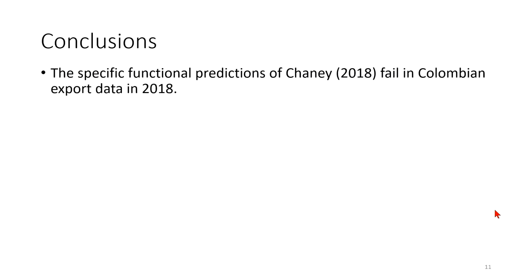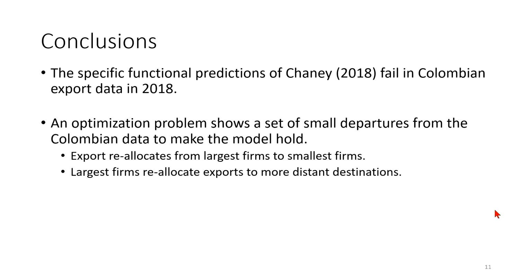So the conclusions: first, the specific functional predictions of the Chaney model fail in Colombia. And an optimization problem shows that a set of small departures from the Colombian data shows what I can change to make the model hold. Basically, what I need is to reallocate exports from the largest firms to the smallest firms, and the largest firms have to reallocate exports to more distant destinations.